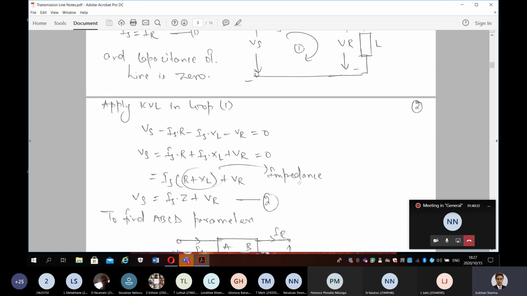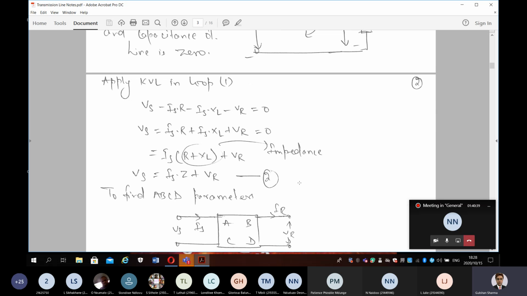Now R plus XL, guys, is an impedance, represented by Z, and the reciprocal, admittance, is represented by Y in electrical engineering. So I will write Vs equals Is into Z plus VR, and I assume it to be equation 2. Okay, so that's one thing.